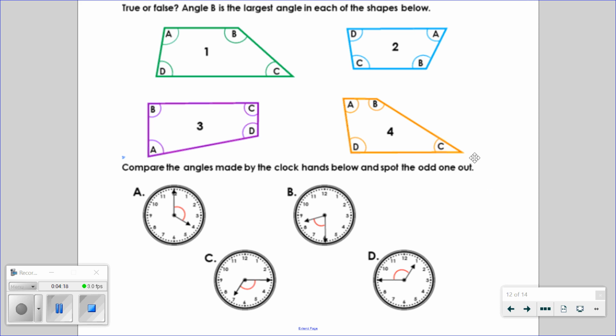So here is today's extra challenge. As always, it's up to you if you want the challenge or not. In the first one, you have to answer true or false. It says that angle B is the largest angle in each of these shapes. Is that true? And how do you know? And then, can you compare the angles made by the clock hands and spot which is the odd one out and why?